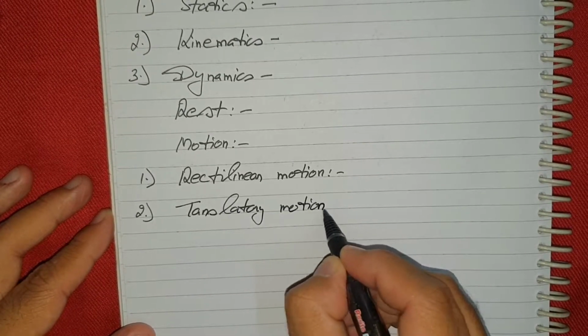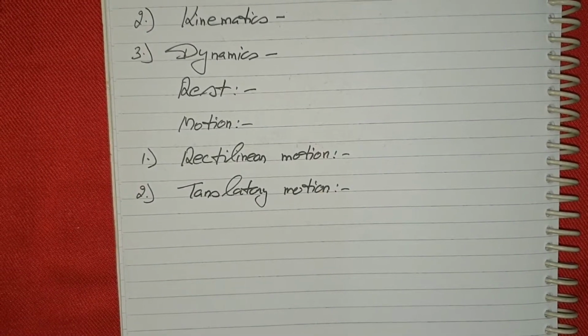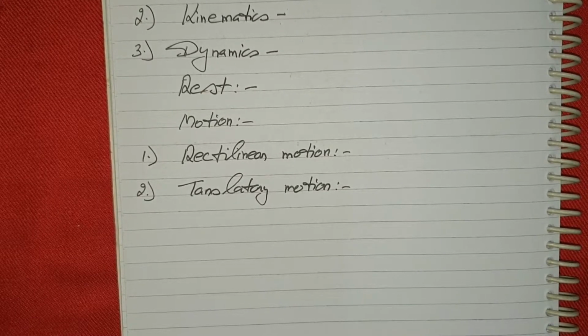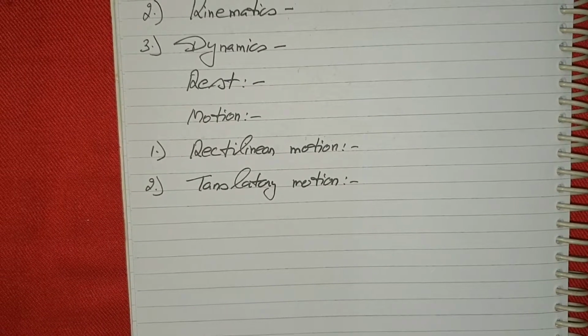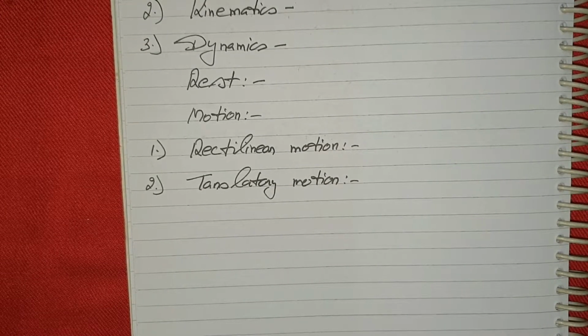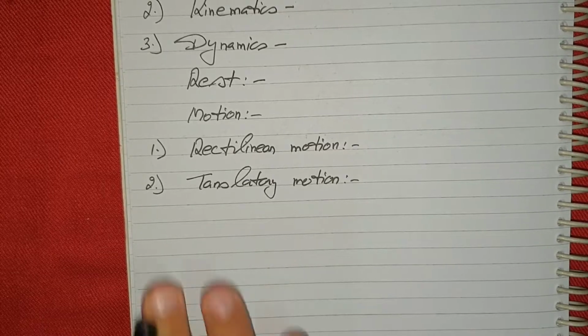Now, in translatory motion, a body which is not a point mass, meaning it is a big mass, is moving such that all its constituent particles move simultaneously along parallel straight lines and are shifted through equal distances in a given interval of time. So, that is a translatory motion.